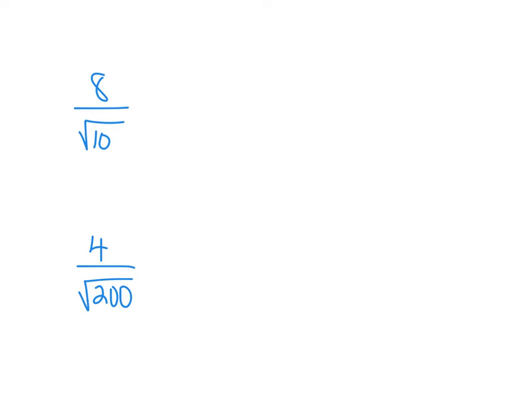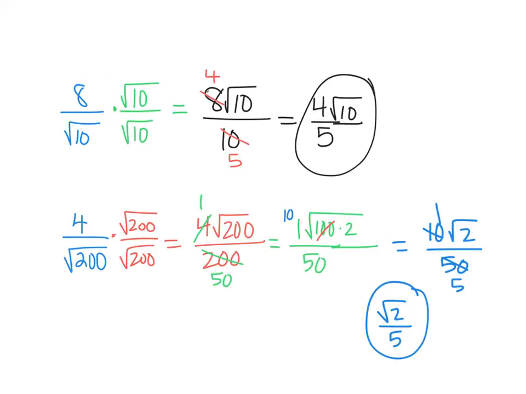When you're ready to see the answers, push play. Okay, I'm just going to quickly walk you through these two. So I times by square root of 10 over square root of 10. I ended up with this, and then you have to be careful. You need to simplify this. 8/10, that's the same as 4/5. So just make sure you simplify it. Square root of 10, I cannot break it down.